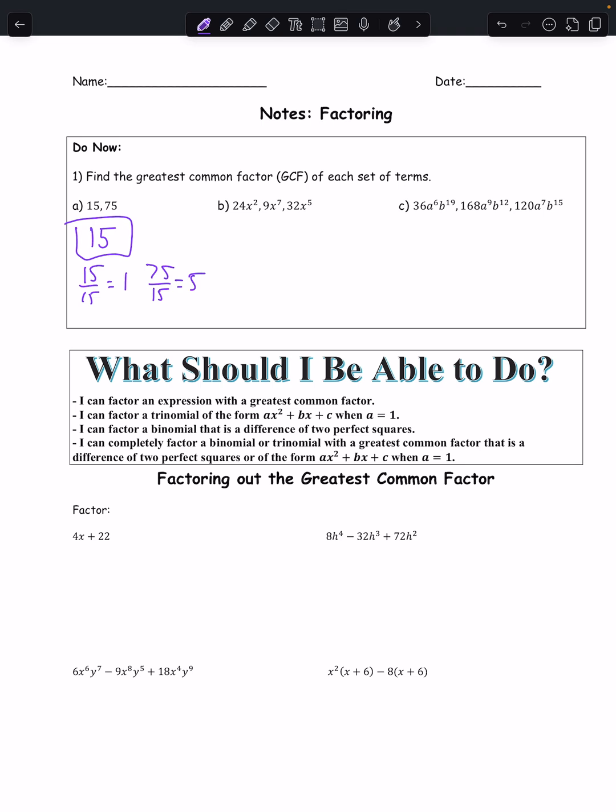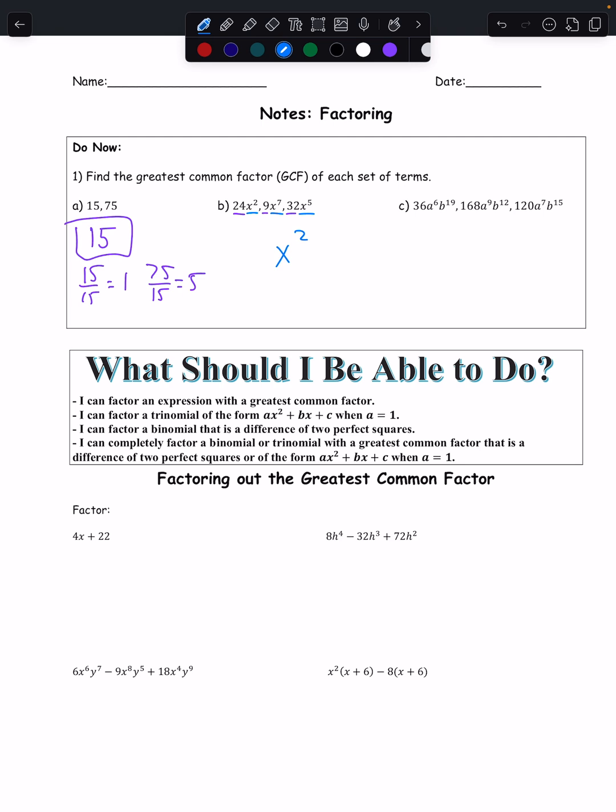Looking at B, we have variables and numbers here. So let's first look at the coefficients, the numbers. It looks like they would have a common factor, but they actually don't. I guess it would be 1, but we don't need to write that for now. And now let's look at the x's. We have x squared, x to the 7th, and x to the 5th. So the GCF for the x's is going to be the lowest degree, so it'll be x squared.